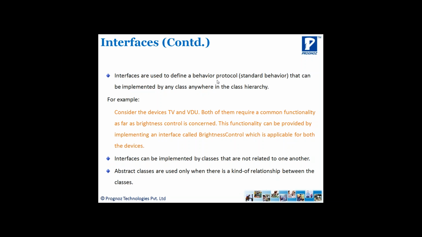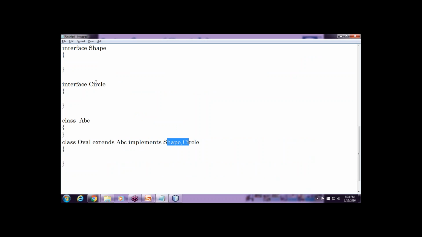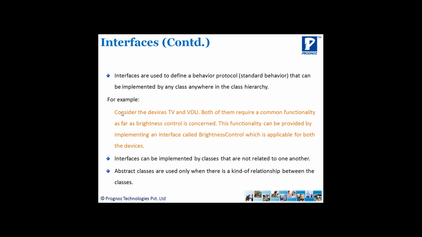Interfaces are used to define a behavior protocol that can be implemented by any class. That means standard, that means rules and regulations if you want to apply to any class, because nowadays most of the time in the companies you have rules and regulations applied common to all the employees. Okay, so that type is nothing but the interfaces. Consider the devices, TV and others, both of them require a common functionality, brightness control. This brightness control I can declare in the interface and it is applicable for both. The interface can be implemented by classes that are not related to one another.